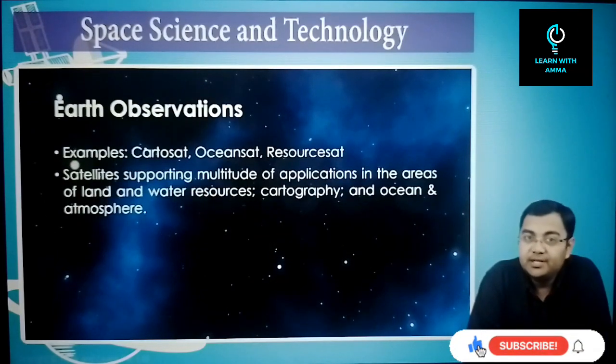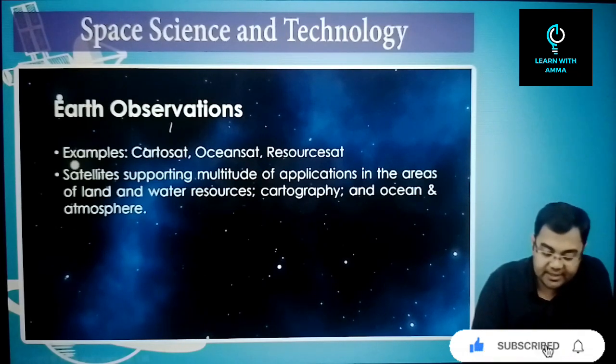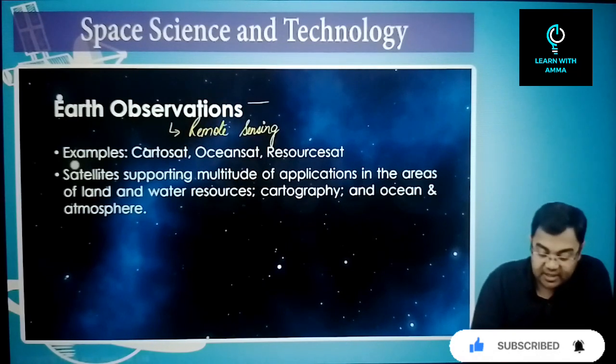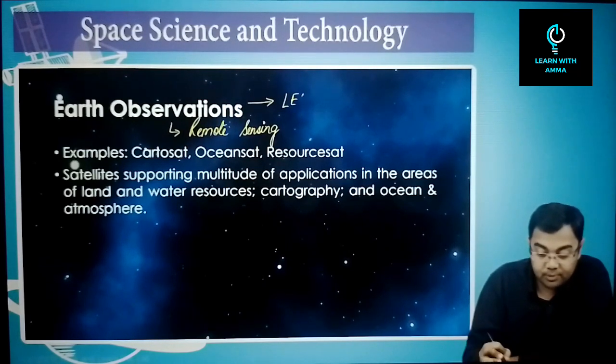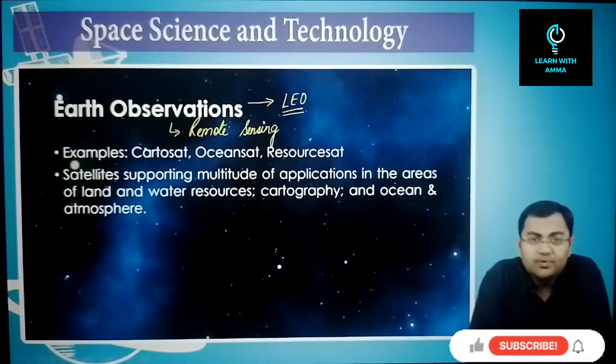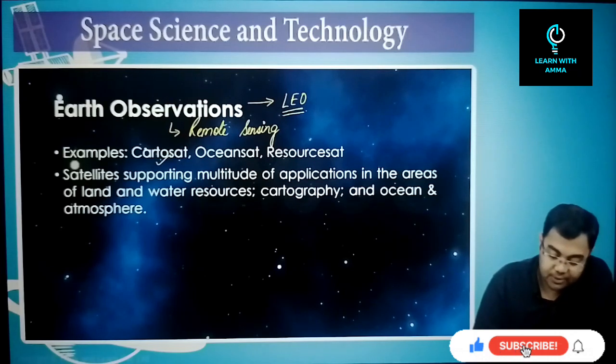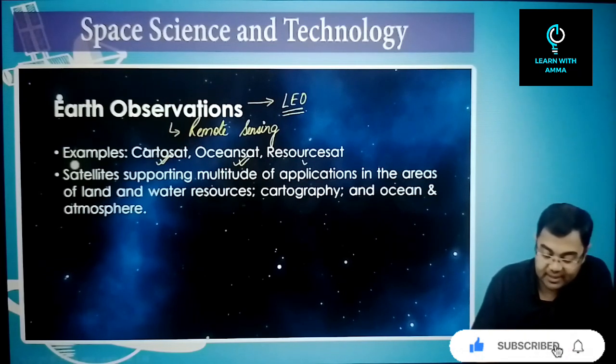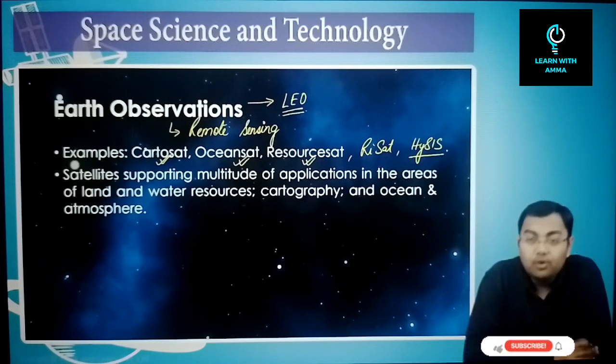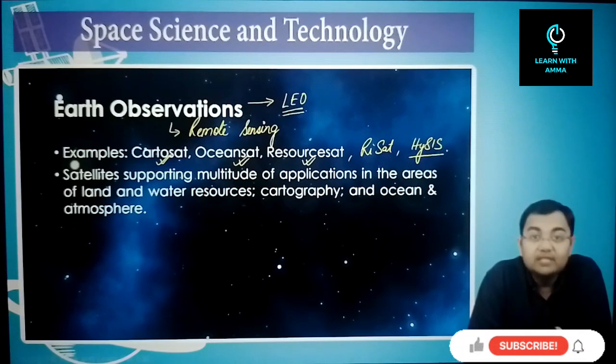Now the next application area that we have is Earth observation. We discussed already that these satellites are also called remote sensing satellites, correct? These will be launched to low Earth orbit, right? We discussed all this. Examples in the Indian context are the Cartosat series satellites, OceanSat series satellites, ResourceSat, you can take the name of DSat, and then the HISIS satellite was launched. All these satellites are examples of Earth observation satellites or remote sensing satellites.